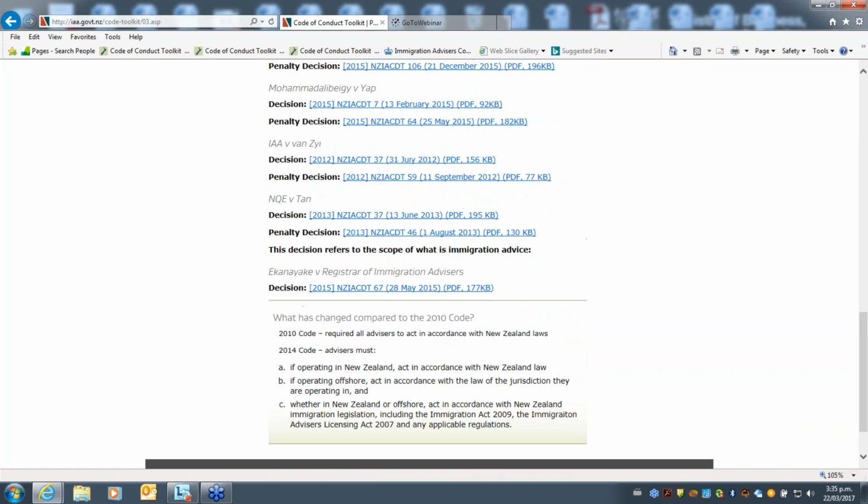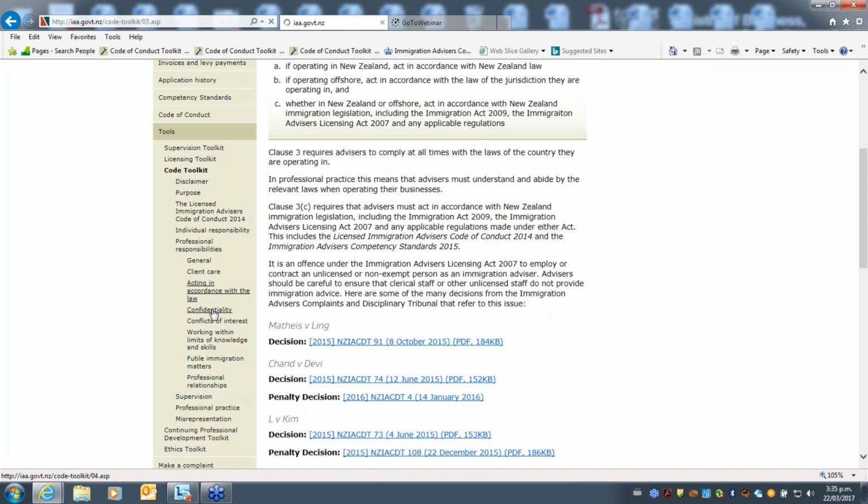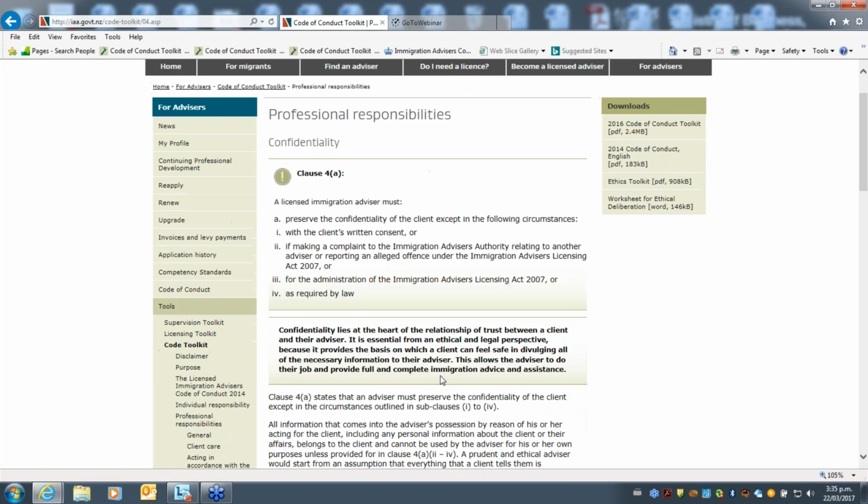So I will move on from clause 3 to clause 4, which is confidentiality. Under clause 4, a licensed advisor must preserve the confidentiality of the client. There are only limited circumstances where this doesn't apply. The one that's probably most common is that you may get the client's written consent. So generally you're going to preserve the confidentiality of the client unless you've got the client's written consent.